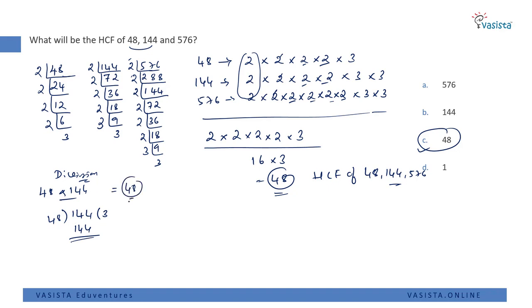Now you take this 48 and divide 576 by 48. 48 1s are 48, 57 minus 48 is how much? That is 9. 48 2s are 96. So this number, 576, is also completely divisible by 48. So the HCF of 48 and 576 is 48 only. The answer is 48.